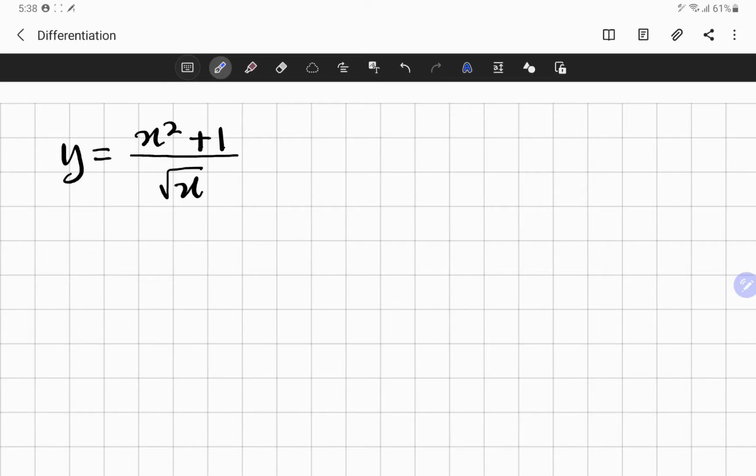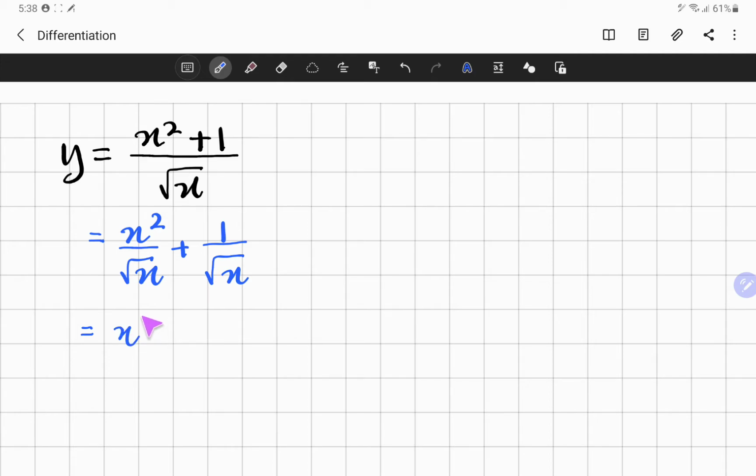We have y equals (x squared plus 1) over the square root of x. How we're going to solve this question is we're going to divide x squared over the square root of x and 1 over the square root of x, because there is only one term in the denominator. Then we're going to solve this by using indices.